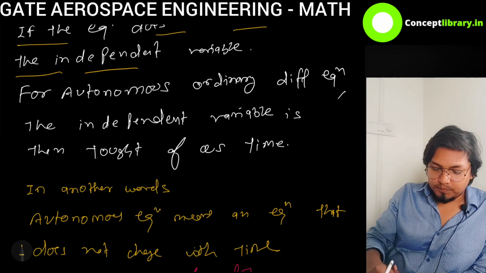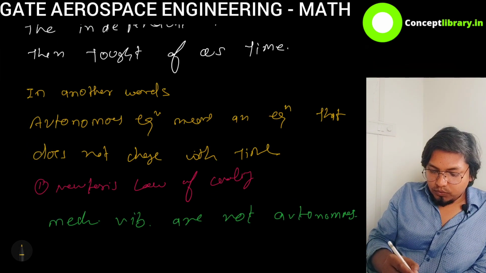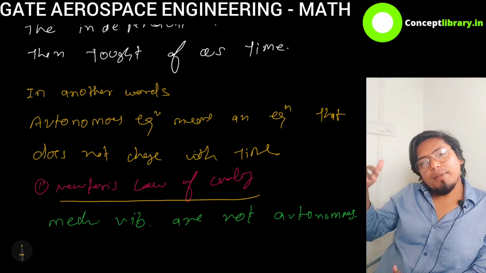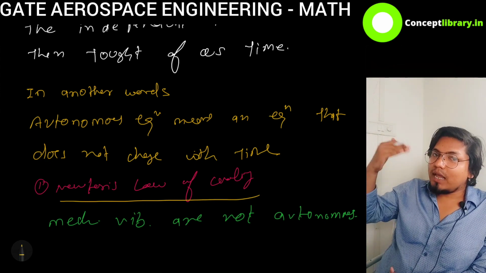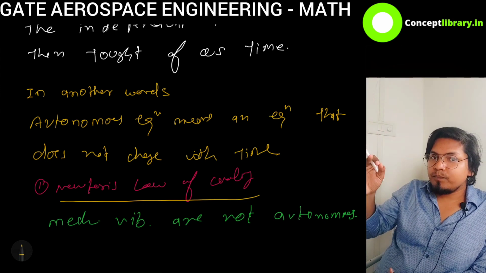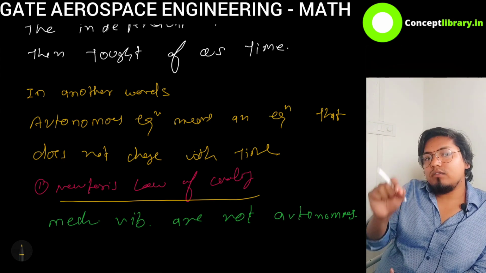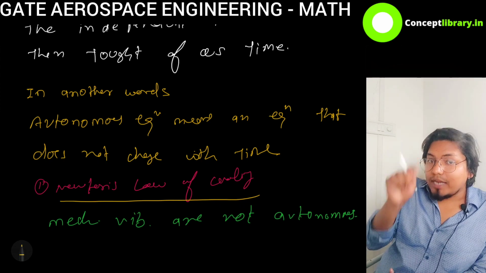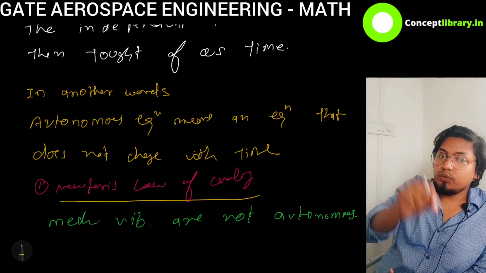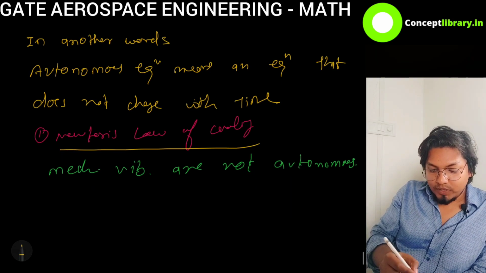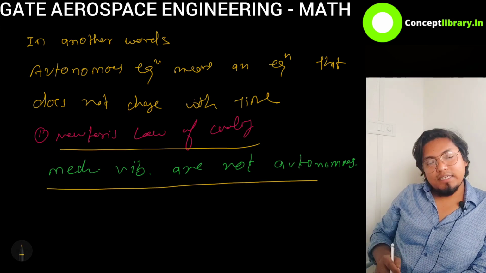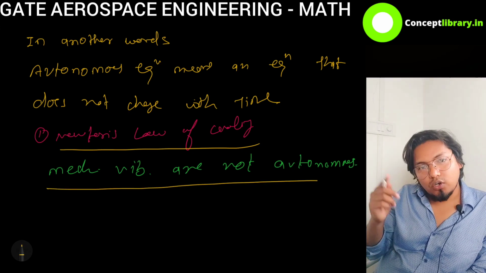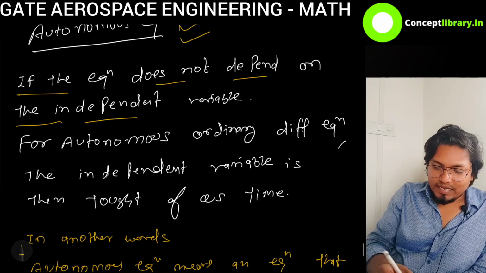Okay, best example, Newton's law of cooling. Cooling will happen automatically. Time will go, right? So in that, the time factor will not affect this thing. Time is actually the independent variable in Newton's law of cooling. And one more thing, in mechanical vibration also it is there, but mechanical vibration is not autonomous. Anyway, this was just an extra thing.